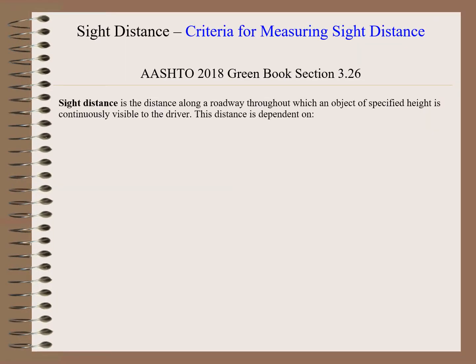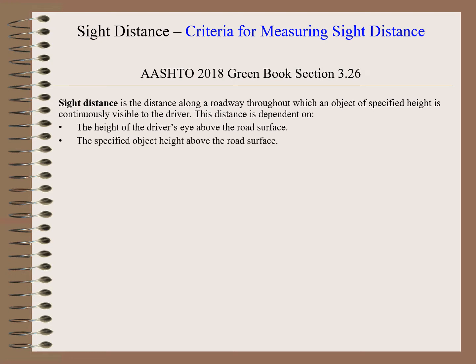Sight distance is the distance along a roadway throughout which an object of a specified height is continuously visible to the driver. This distance is dependent on the height of the driver's eye above the road surface, the specified object height above the road surface, and the height and lateral position of the sight obstruction within the driver's line of sight.